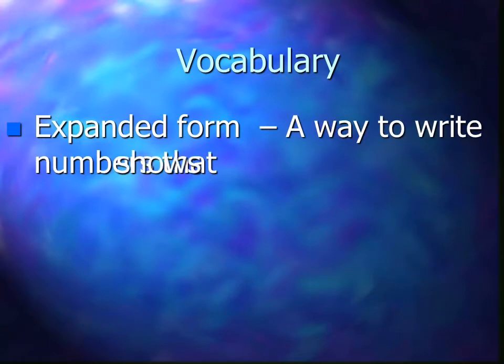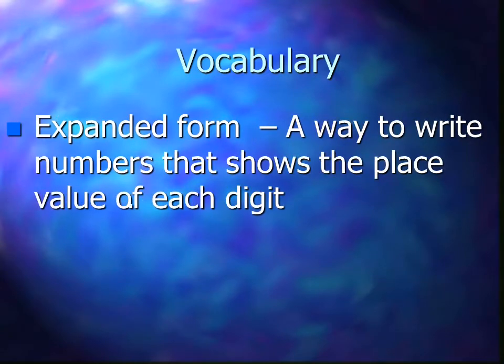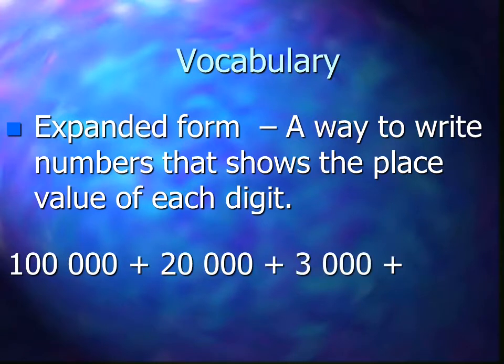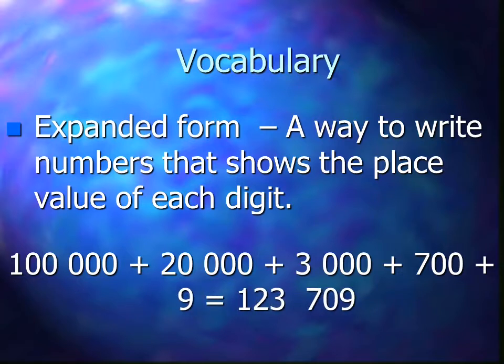Expanded form. A way to write numbers that shows the place value of each digit. In this instance, we write out each period in terms of place value. 100,000 plus 20,000 plus 3,000 plus 700 plus 9 equals 123,709.